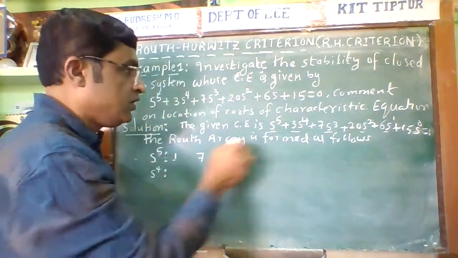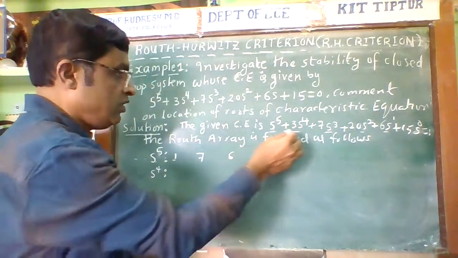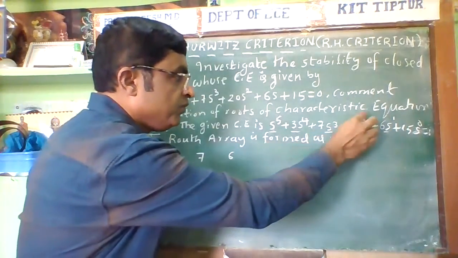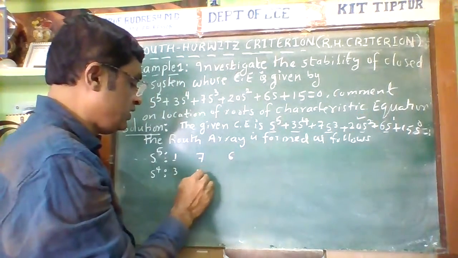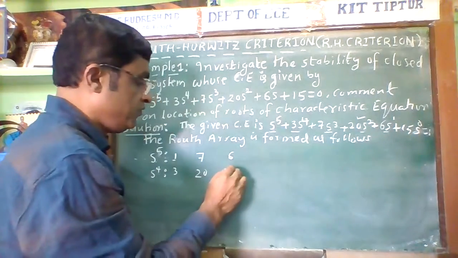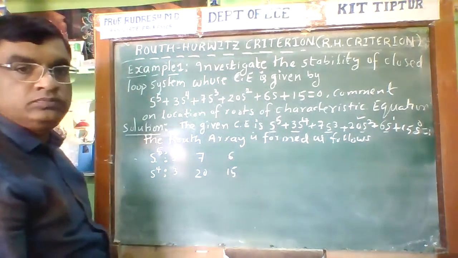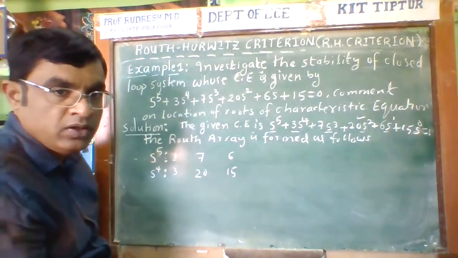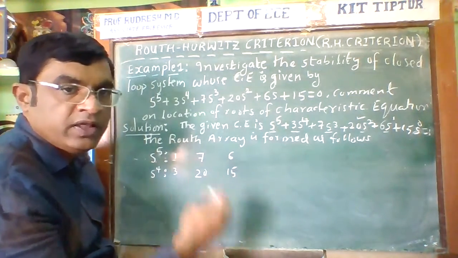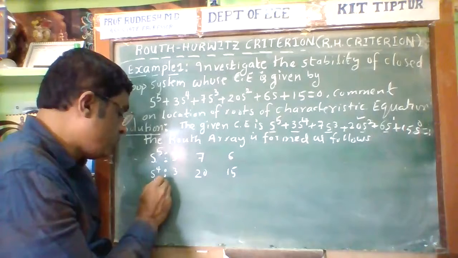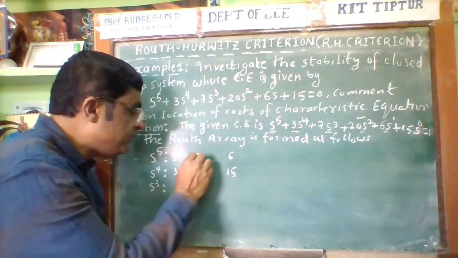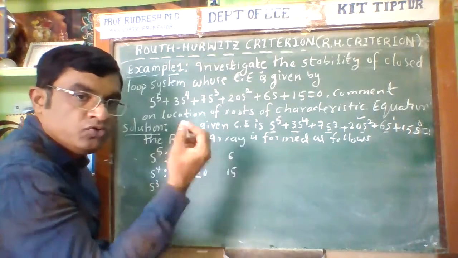Therefore here the next row elements are: the coefficient of S power 2 is 3, the coefficient of S square is 20, and the coefficient of S power 0 is equal to 50. Now this is the way of forming the Routh array's first rows. By utilizing the next row, the S cube row can be formed by utilizing the elements of the previous two rows.